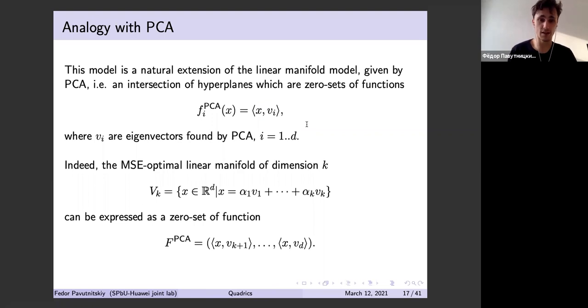Again, what I wanted to say is that the mean squared error optimal linear manifold of dimension, say, k, that is found by PCA, this one. So each point here is a linear combination of the PCA eigenvectors. This hyperplane, this k-dimensional plane, can be expressed as a zero set of this function, right? So this is a plane which is orthogonal to all other eigenvectors, which form the basis of the space.